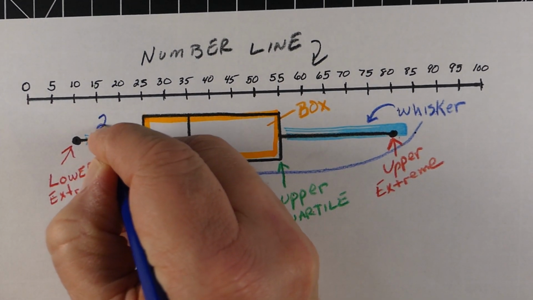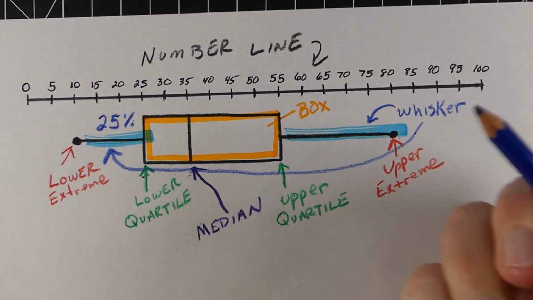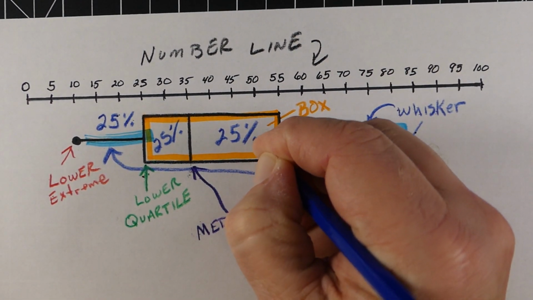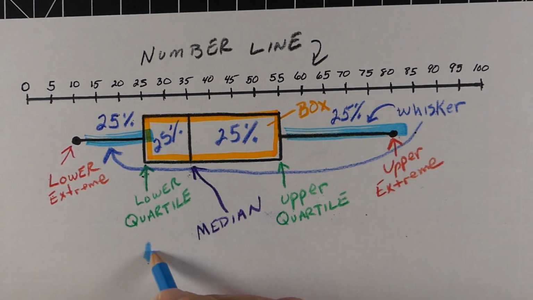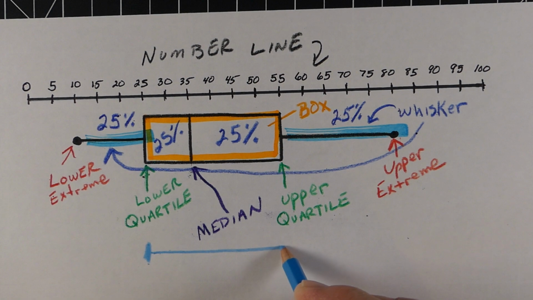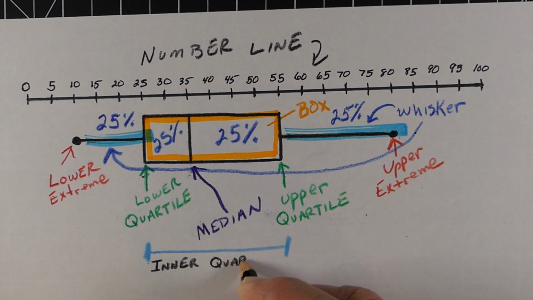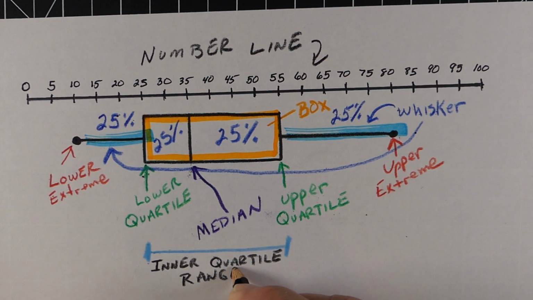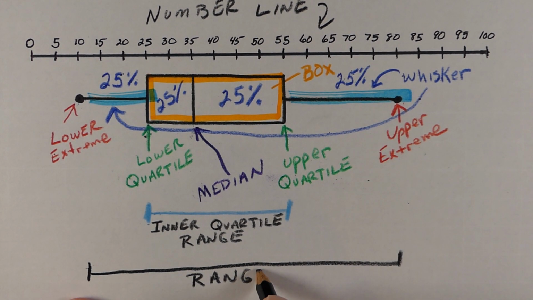Now, a Box and Whisker is broken into four sections: the two whiskers and the two parts of the box. Each of them represent 25% of all the numbers in the set of numbers. Now, if you're looking at the distance from one side of the box to another side, this is called the Inner Quartile Range. It represents the middle 50% of all the numbers. And if we look at the distance between the smallest number and the largest number, that's the range.